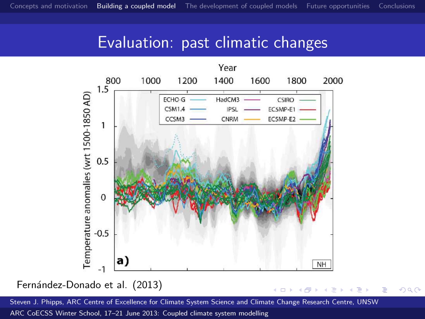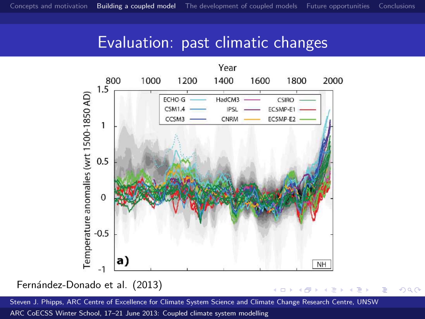After you check for the present day, you might want to run your models for the past, because running models for the past is the only way you can actually evaluate the ability of your models to simulate transitions or changes over time. So this is from a paper that came out just this year. Again, I showed you those reconstructions at the start of Northern Hemisphere temperature over the last 1200 years. The grey shading in the background is the mean and uncertainty range from all those reconstructions. And the coloured lines now are a whole range of different model simulations. And this shows the ability of the models to capture these changes.